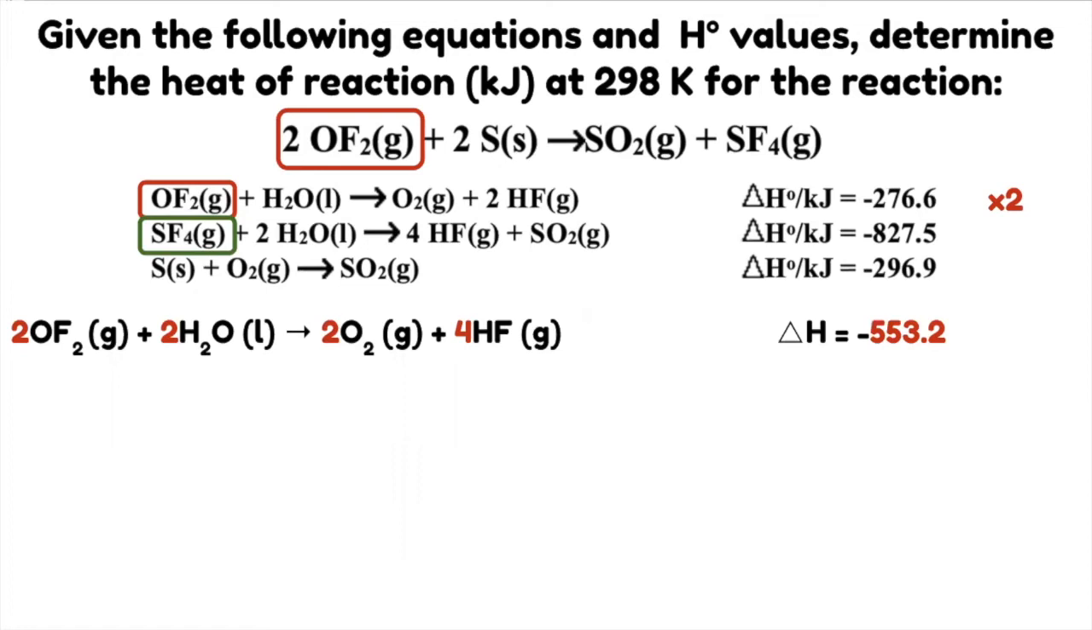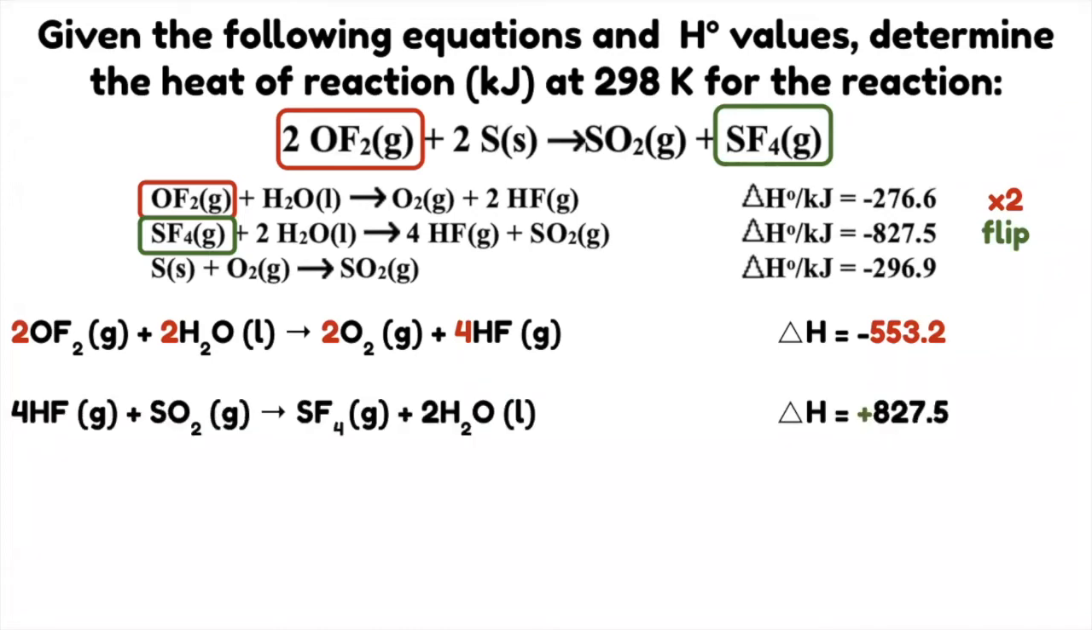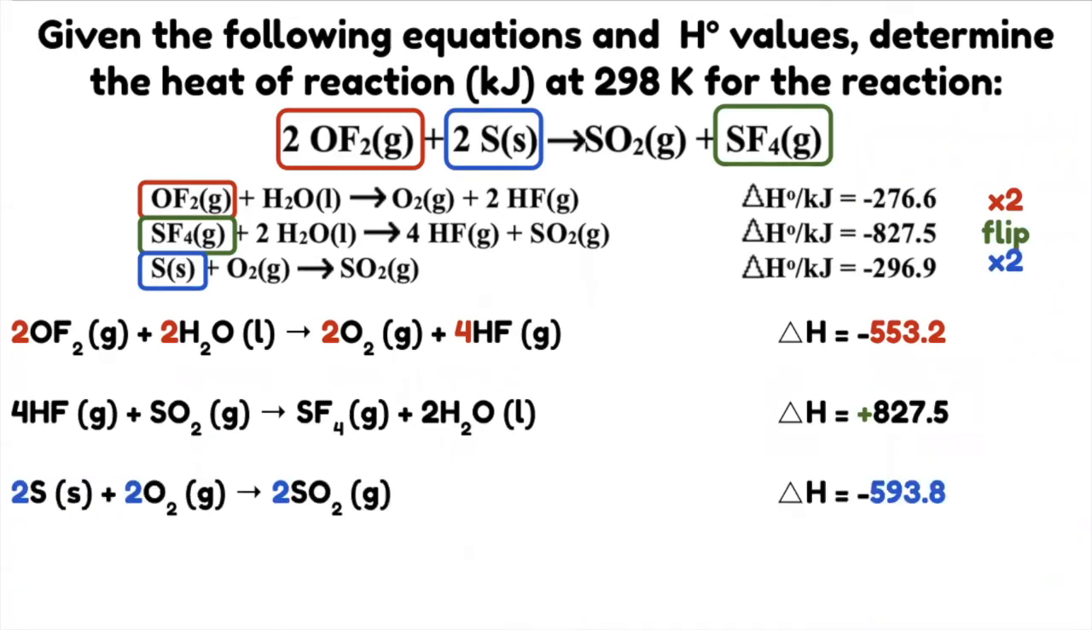SF4 here is on the reactant side. However, SF4 in the main equation is on the product side. So what you have to do is to flip the equation. So this will become this one. Take note that the enthalpy is now positive because you reversed or flipped the equation. And then for third equation, we can get S and SO2. And it's on the reactant side still. So I just have to multiply everything by 2. So I'll have 2S plus 2O2 yielding 2SO2.